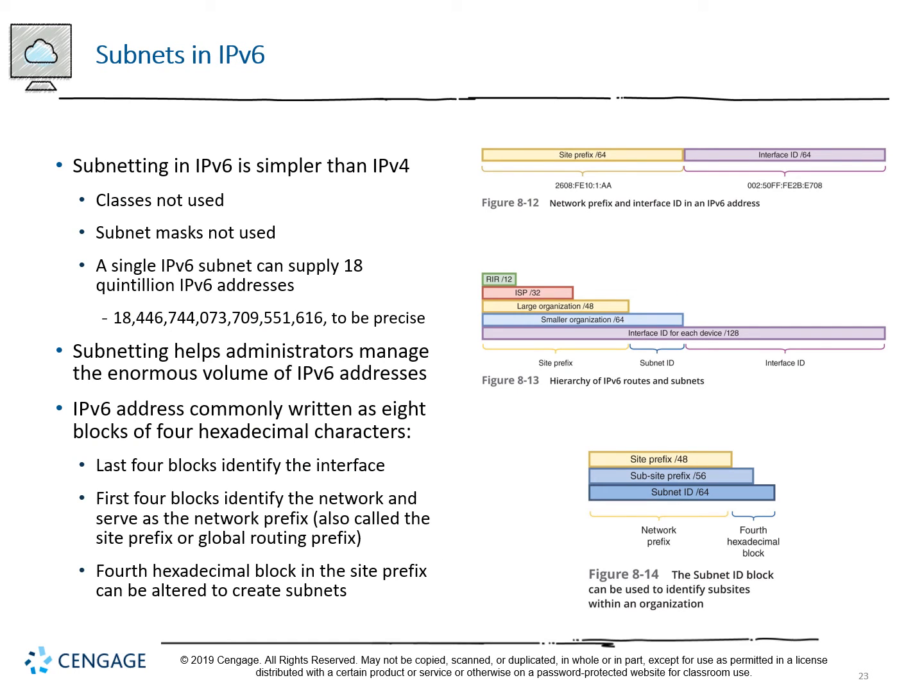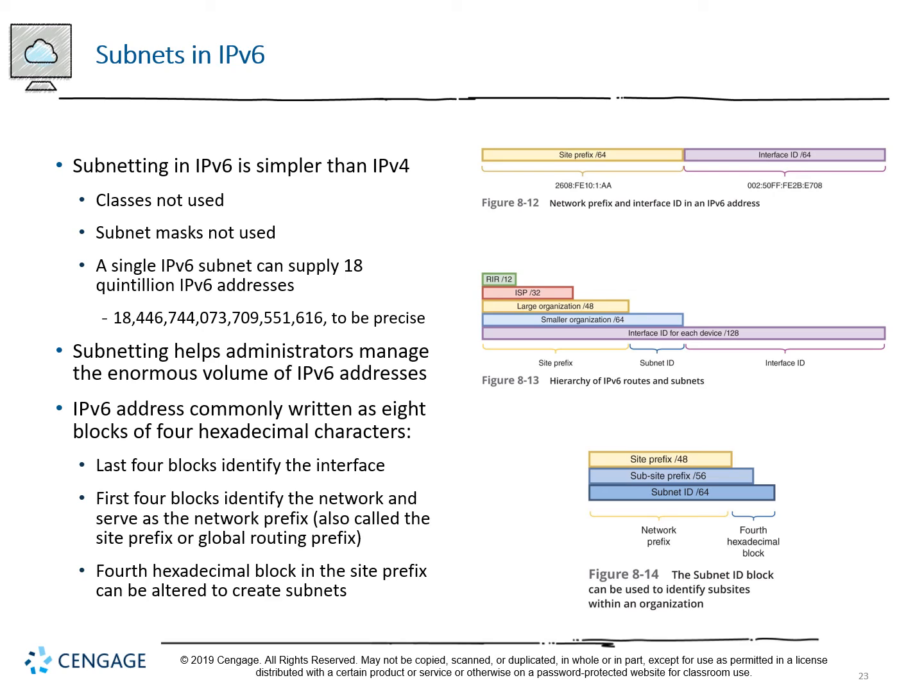So subnetting in IPv6 is way, way simpler than IPv4. We don't use class divisions because we don't have to. The octet structure is not there, obviously. We're using hexadecimal, and we're using an address space that's 4 times the length. So it supplies 18 quintillion IPv6 addresses in a single subnet. We don't really need it.